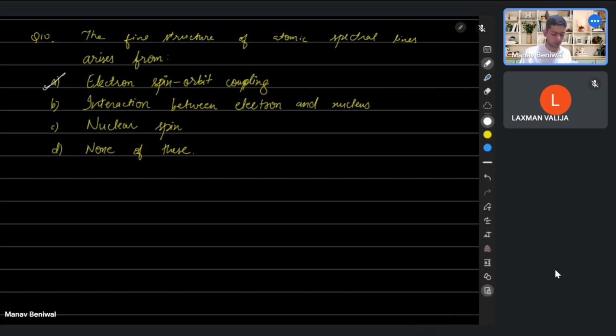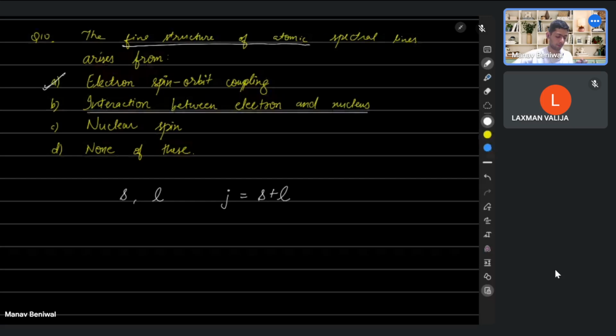So this was, as I said, discussed in the class. When we consider the spin orbit coupling, earlier we have these quantum numbers S and L, but when they are coupled, we get total angular momentum J, which is S plus L, right? And because of this, we are able to explain the fine structure of the atom. Now, bonus question: when we consider the interaction between electrons and nucleus, what do we get then?